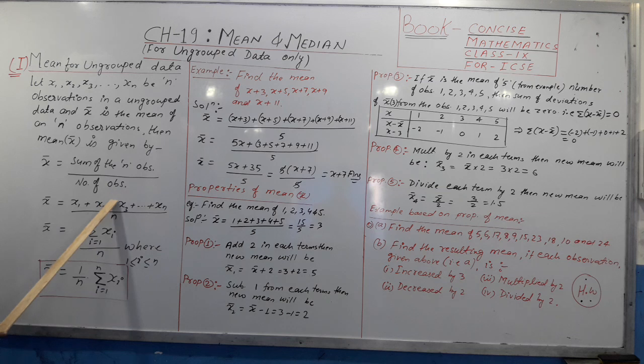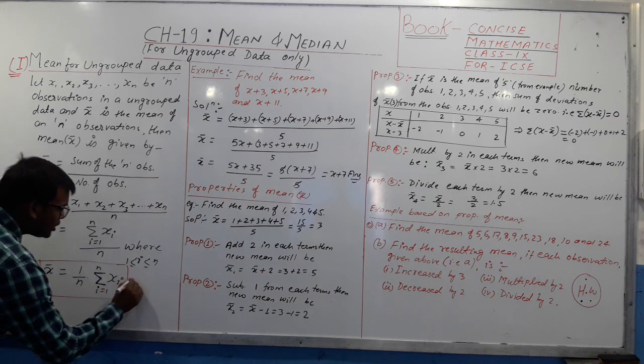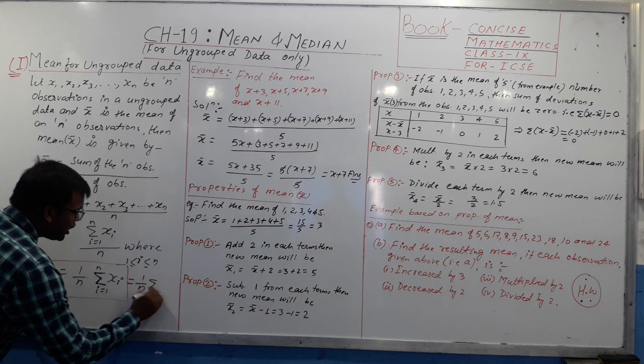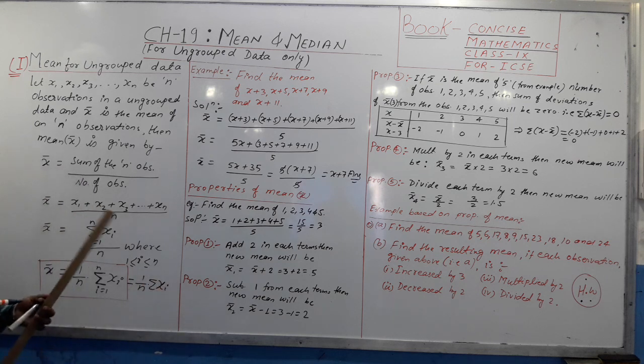And this can also be written as summation of xi, where i is any variable for 1, 2, 3 up to n. That's why we write over here i equal to 1 up to n, and whole divided by n. n is the number of observations, where i lies between 1 to n, where 1 and n are included. Even these expressions can be written in this form, 1 by n of summation of xi, where i is equal to 1 to n. Even you can write this one simply as 1 by n into summation of xi only. This is also correct. So, this is the basic formula for the ungrouped data to find the mean.